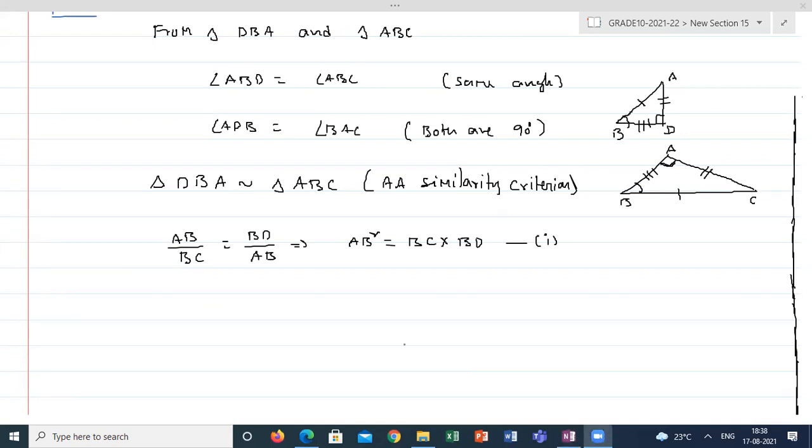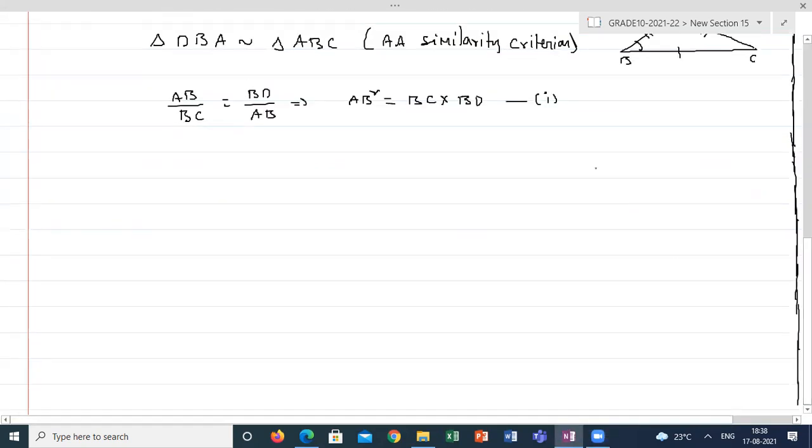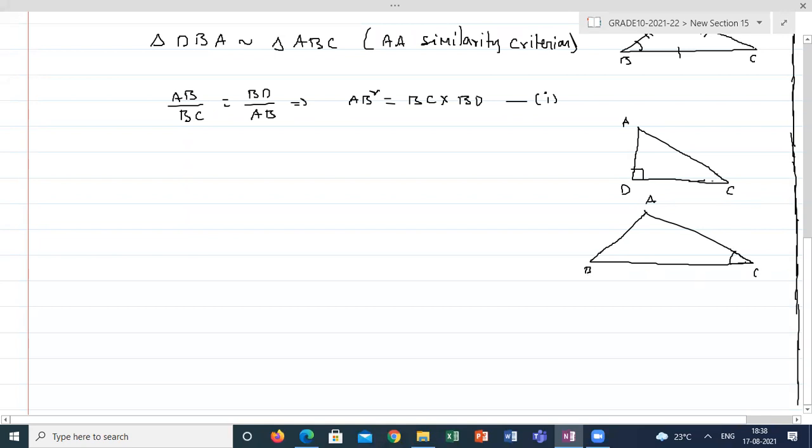Yes, you are audible, Harita. Now, in the same way, I am taking the remaining triangle with the triangle ABC. What is this triangle? ADC, and this is ABC. The same proof I am repeating again, with the same steps. Angle C is common. Angle A is equal to angle D, both are 90 degrees. So two angles are the same in ADC and ABC.